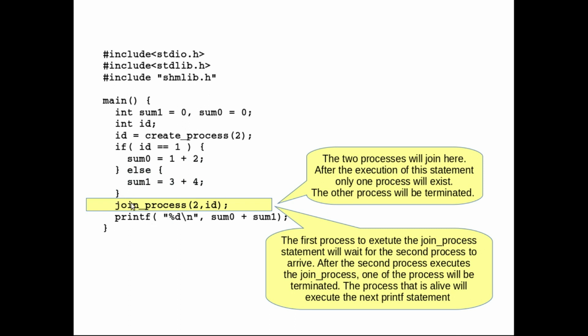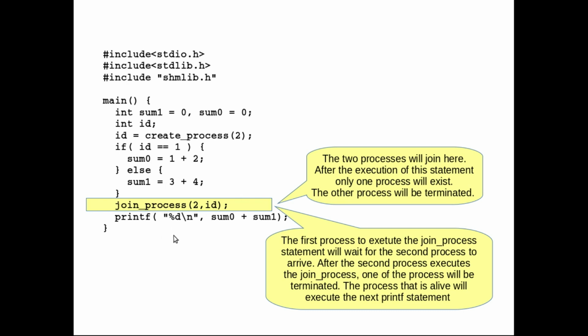And what happens is, whichever process completes its computation first will come and execute the join process, and when it comes to join process, it will wait for the other process to arrive. The second process, after completing its computation, will also arrive at join process, and once both the processes arrive, one of them will be terminated, whereas the other process will continue to exist and execute the next printf statement. So the printf statement will be executed by only one of the two processes, not by both.